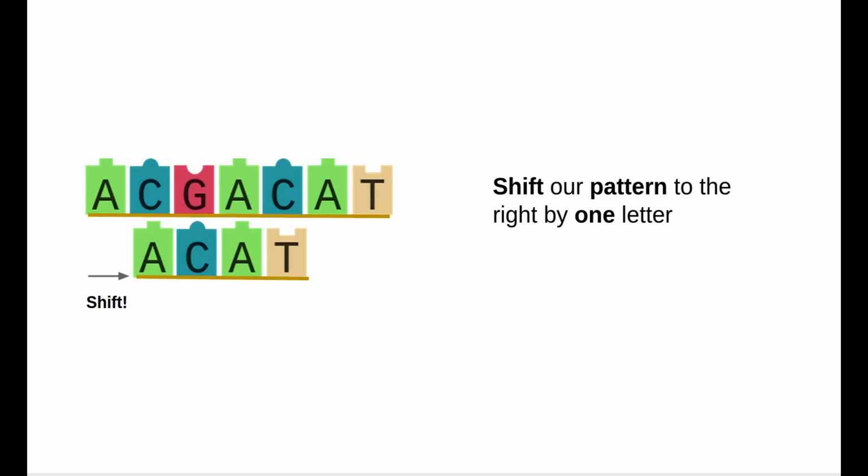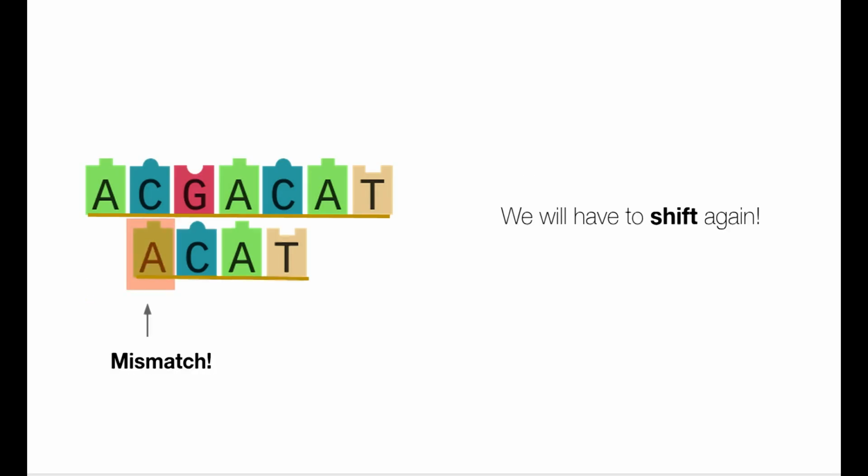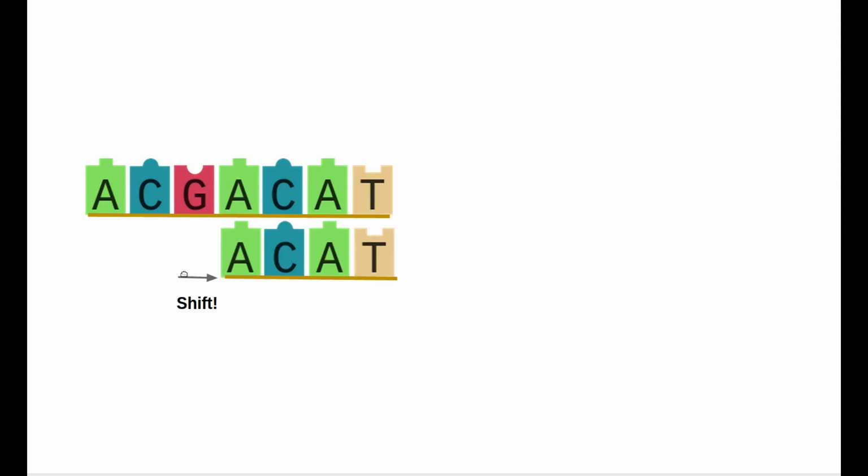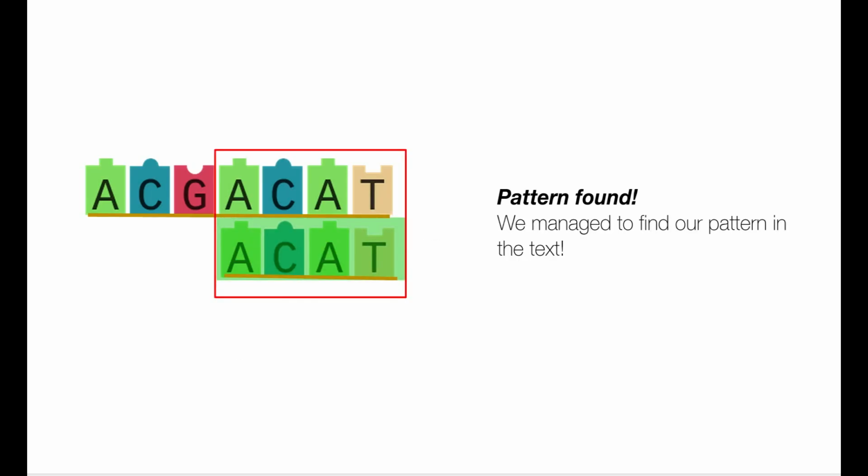We now compare the first character in the pattern to the second of the text. We find a mismatch. We shift again. Oh no, we find another mismatch. Like last time, we shift again. We find that the first character matches, and we'll see that every subsequent character in the pattern also matches the text. Now that we've found an occurrence of our pattern, we return the position of the first letter of the pattern in the text. If our text was longer, we could continue matching to find every other occurrence.